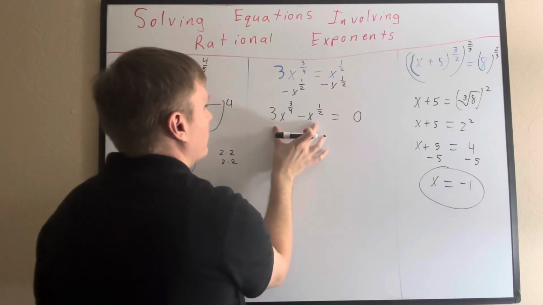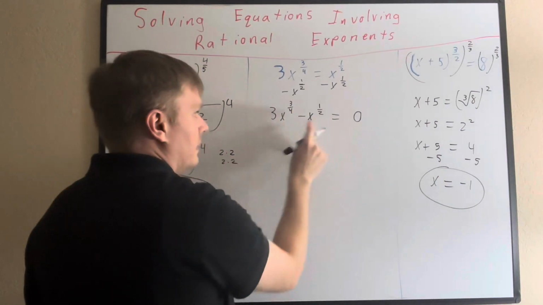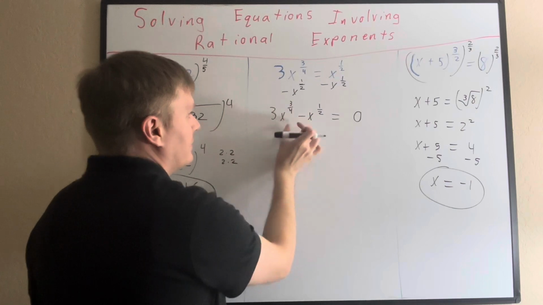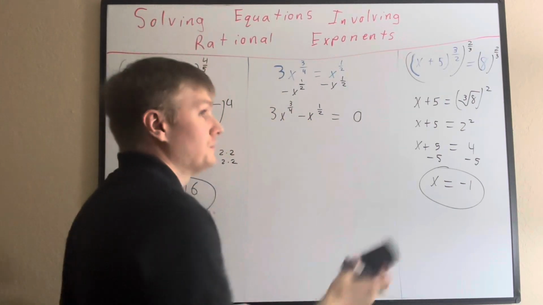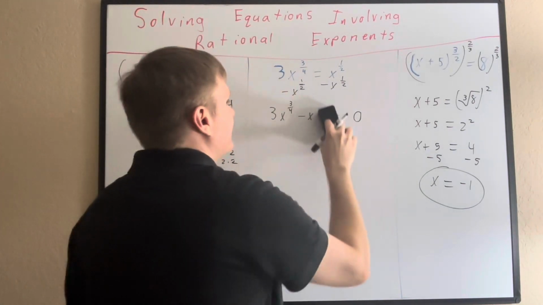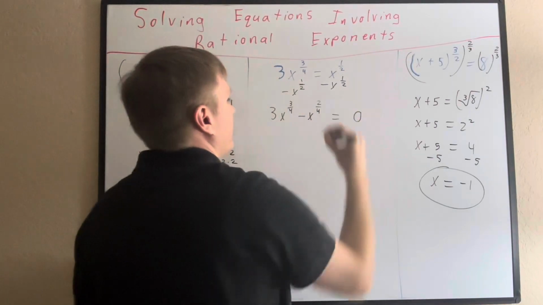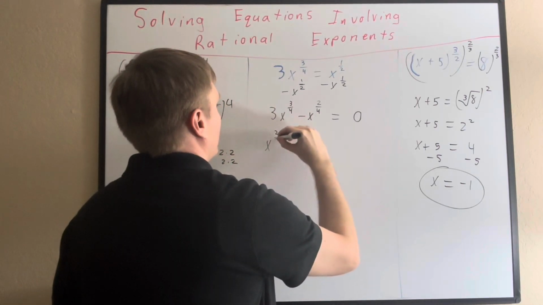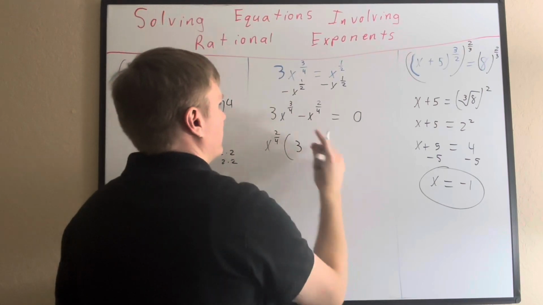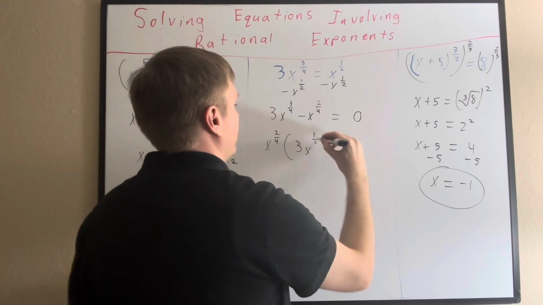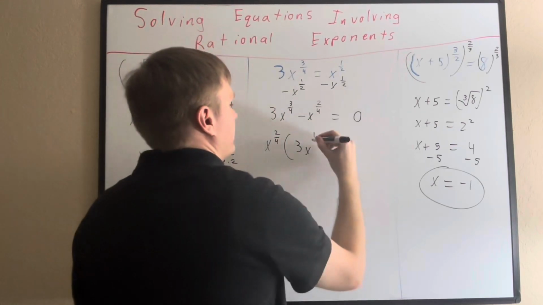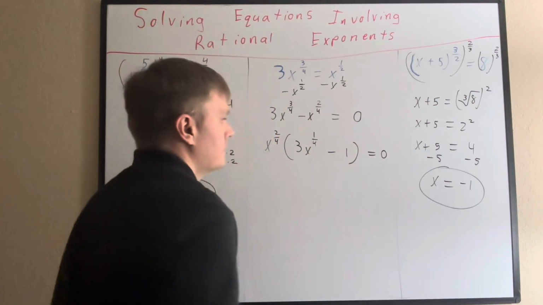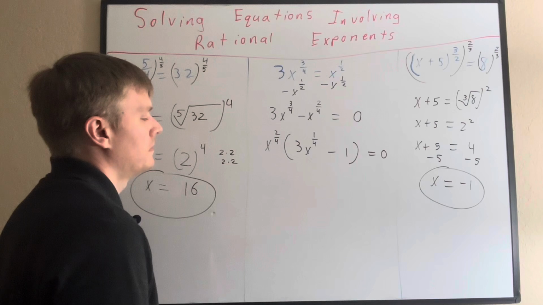Okay. Now we're going to factor out x to the 1/2. How can I do that? Well, we're going to divide them both by the same amount of x, so that means we're going to subtract the exponents, which means we need a common denominator. Write that 1/2 as 2/4. You see what I mean? We're going to factor out x to the 2/4. Then we're left with 3x to the 1/4, because we divided out 2/4 of that, so we're left with 1/4 there. Minus 1. There's still a 1 there. Equals 0.